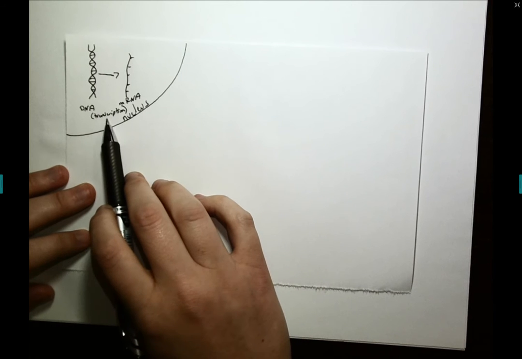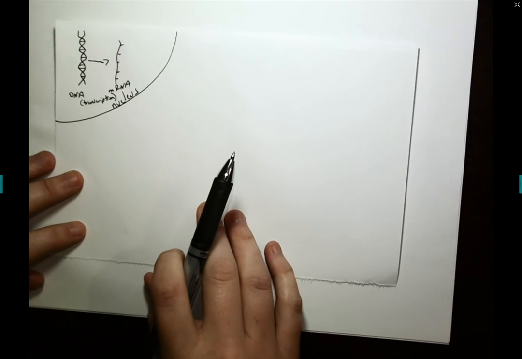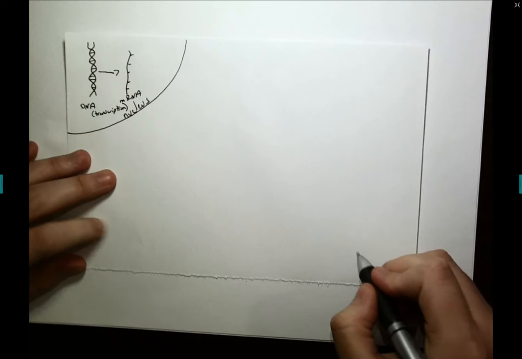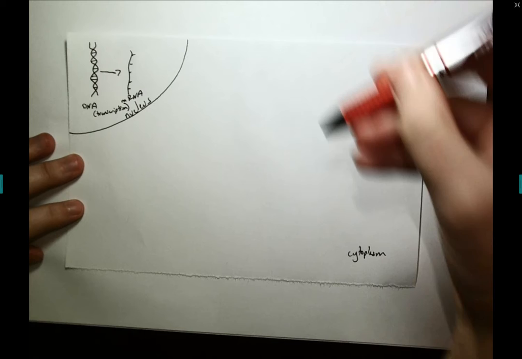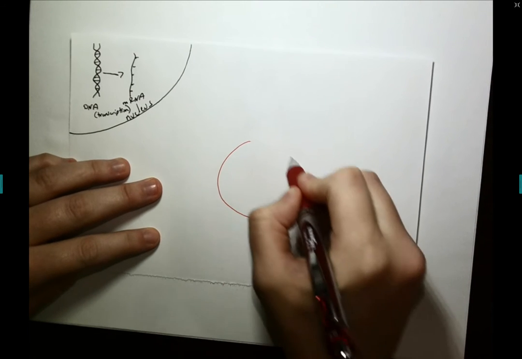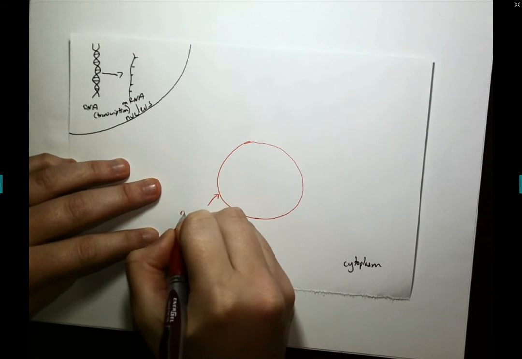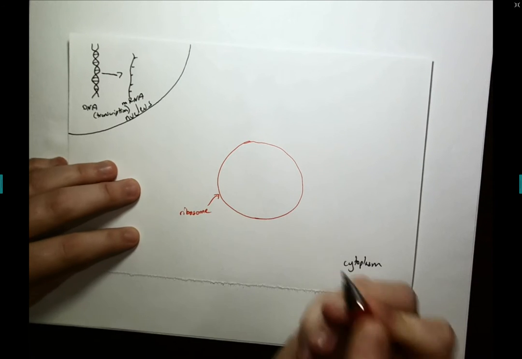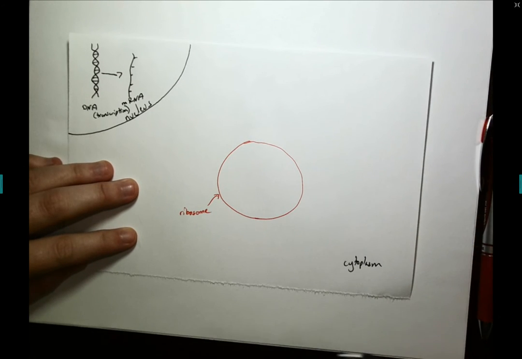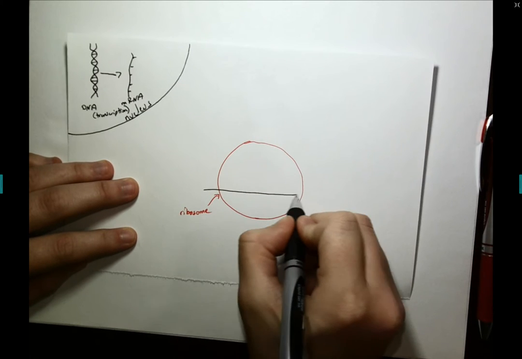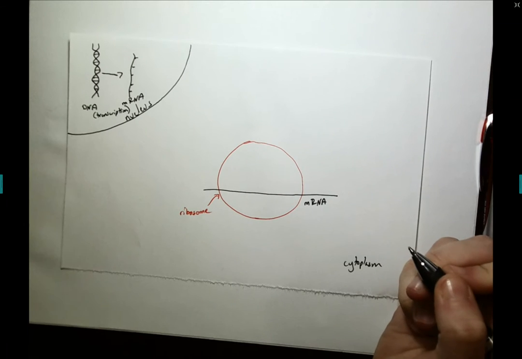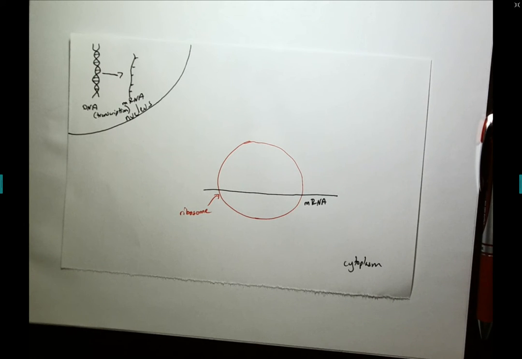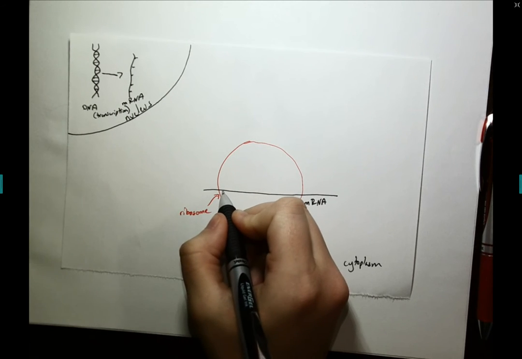So now that we've undergone transcription to make mRNA, let's head out into the cytoplasm where we will find a ribosome. So this is my ribosome. And once I have found my ribosome, I'm going to redraw my mRNA, right? And we know that mRNA has codons made up of the A, U, G, and C letters.